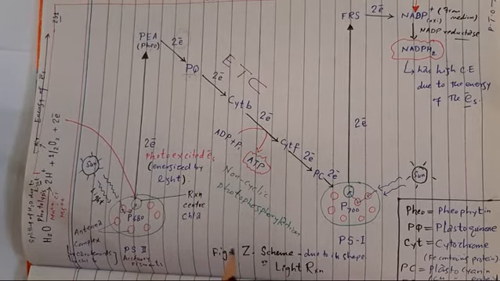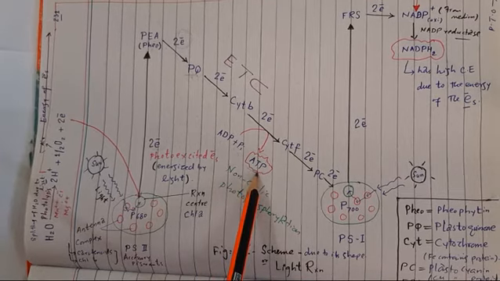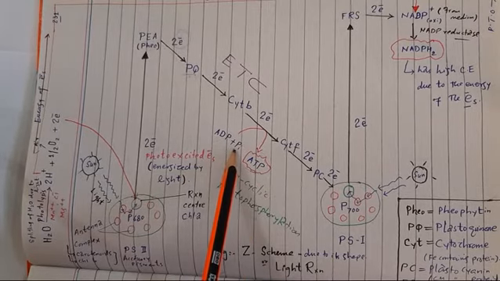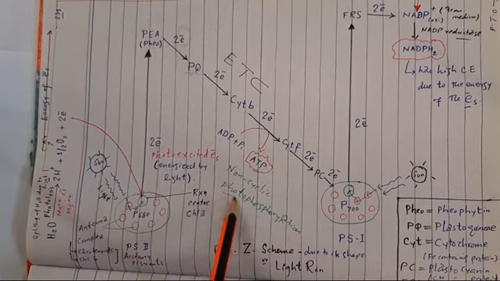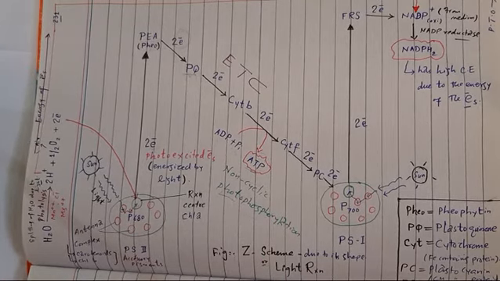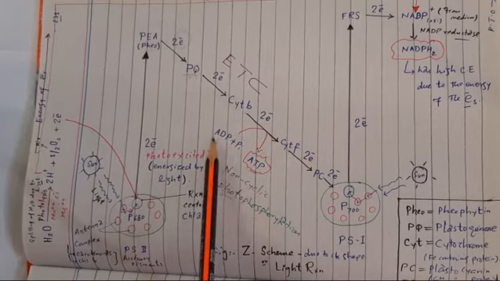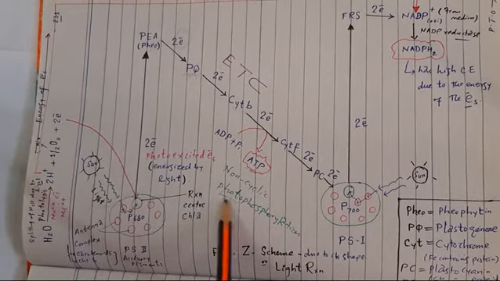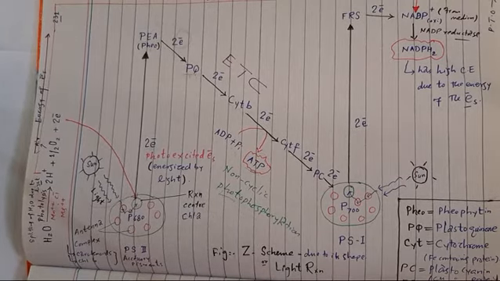This process of ATP synthesis from ADP and inorganic phosphate using the energy of sunlight is called photophosphorylation. Phosphorylation actually means ATP synthesis. As it uses the energy of sunlight, it is called photophosphorylation.